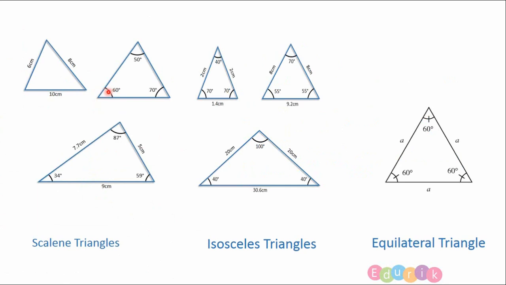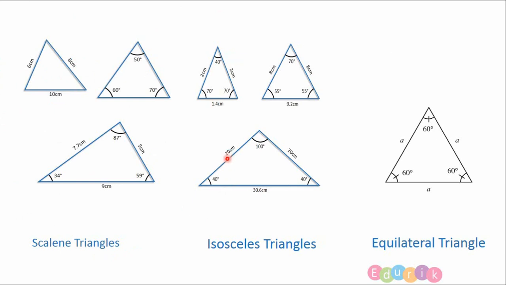For example, this triangle, here one angle is 50 degrees, 60 degrees, 70 degrees. All the three angles are different, so we can say this triangle is a scalene triangle. Take this triangle. We have got 7.7 centimeter, 9 centimeter, 5 centimeter. All the three sides are of different length, and as you can see, all the three angles are different as well. So this triangle is also scalene, and similarly this triangle having 6, 8 and 10 centimeter sides, this is also a scalene triangle. Now let's come to these three triangles.